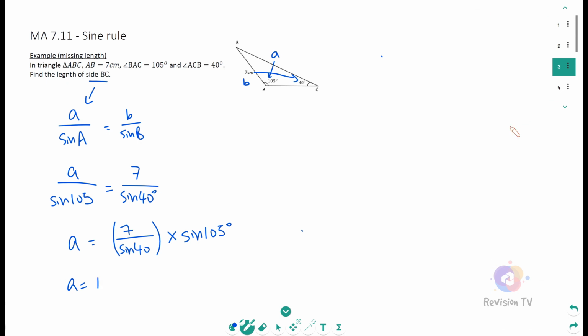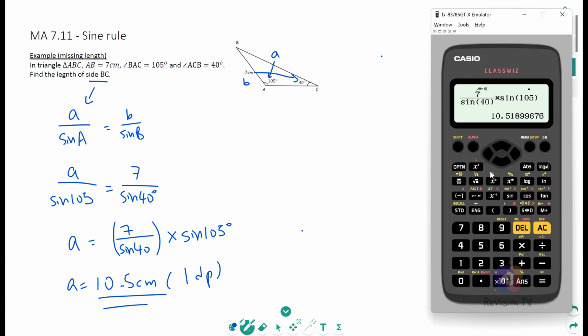So a equals 10.5 centimeters, rounded to one decimal place. It doesn't say, but just round to one decimal place. So what if your calculator does not have a D symbol on the top? What you can do is press Shift Menu, and a different calculator might have a different symbol. In mine, I will have to go on angle unit, press 2, and then go to degree. Your one might be simpler, where you press Shift Menu, and then there's a degree option, whatever button you just click on that one.